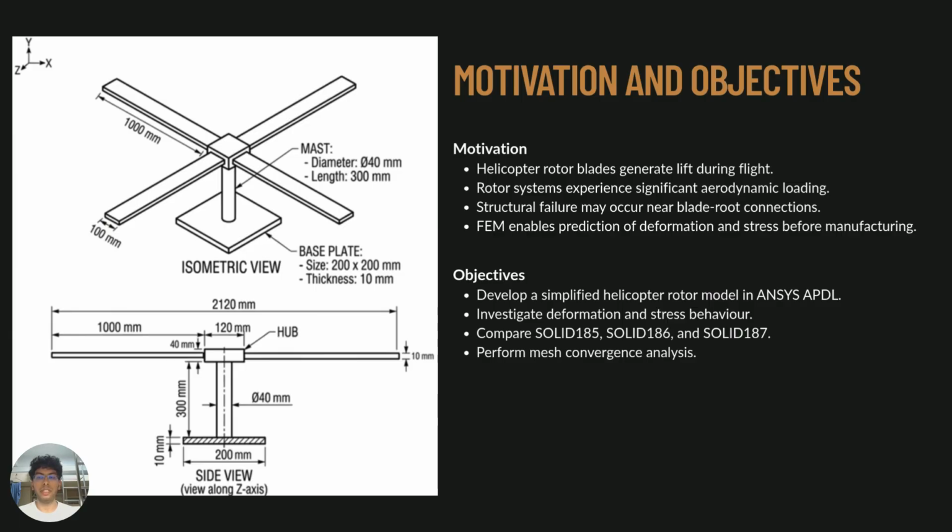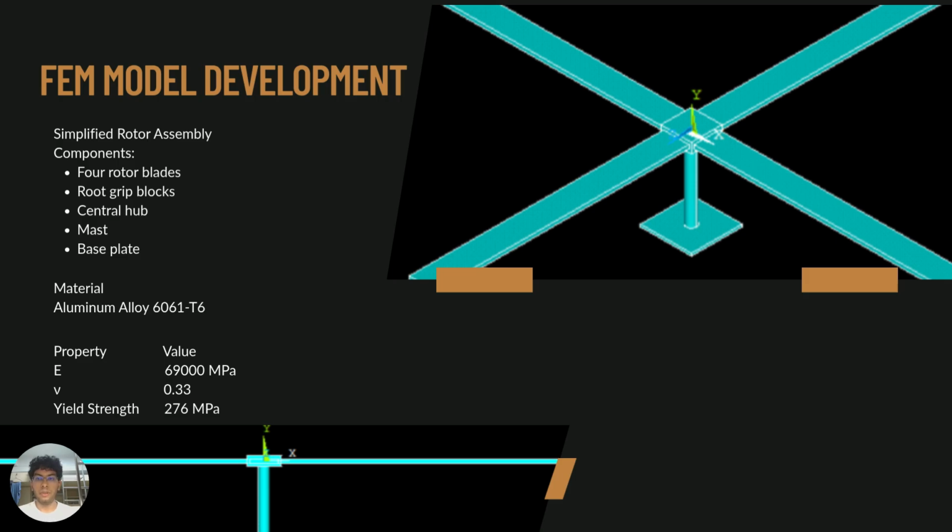Therefore, the objectives of this project were to develop a simplified helicopter rotor model in ANSYS APDL, investigate its deformation and stress behavior, compare different element formulations, and perform a mesh convergence study to determine which element provides the most reliable results. For the FEM model development, this slide shows the rotor assembly consists of four rotor blades, a root grip block, a central hub, a mast, and a blade base plate support structure.